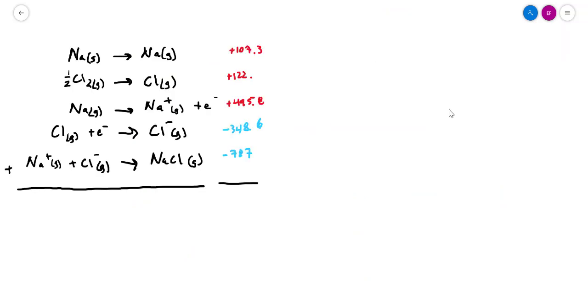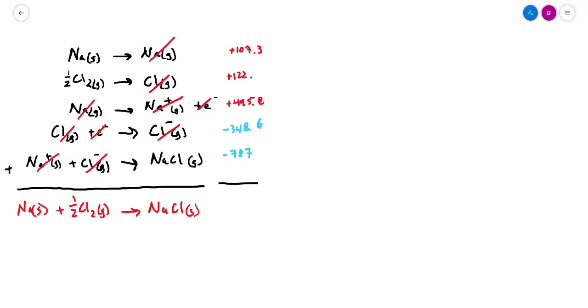Okay, so I've just tallied up all these reactions as I mentioned before, and so we can go back through this and double check that this all works out. So sodium gas on this side, sodium gas on this side can go away. We have chlorine gas and chlorine gas here. We have this electron and this electron. We have chloride gas, and then we have sodium plus gas and sodium plus gas. And so the net reaction here is sodium plus half a chlorine molecule gas makes the solid NaCl.